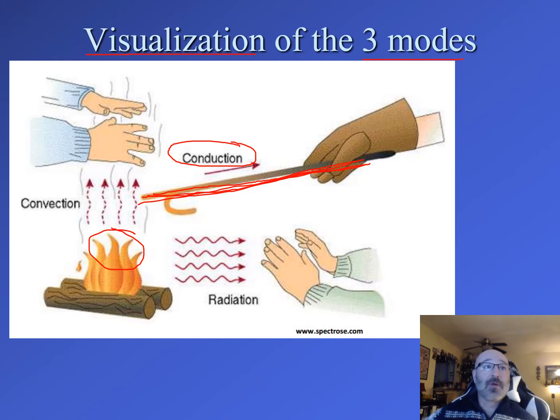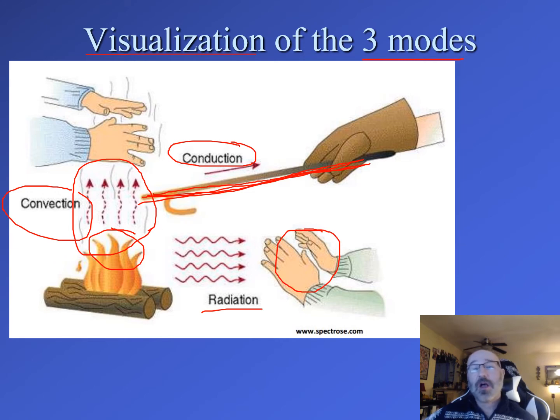Now, if we're talking about convection, we have this fluid flow that we can see through the air off of the same fire going up, and we can feel it on our hands up here. In radiation, we're a distance away without the fluid flow, and we can still feel the heat source on our hands. I think this is a great way to understand the concept of the three different modes and visualize it. Conduction, the solid piece; convection, fluid flow; and radiation, a distance away without the fluid flow.